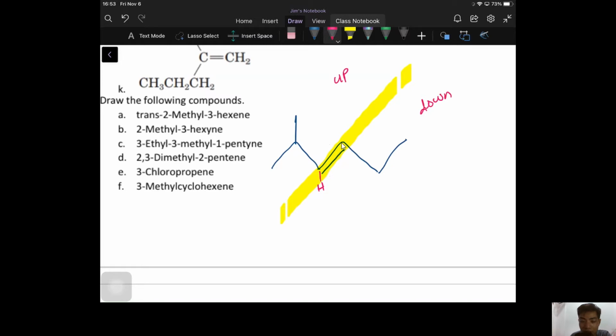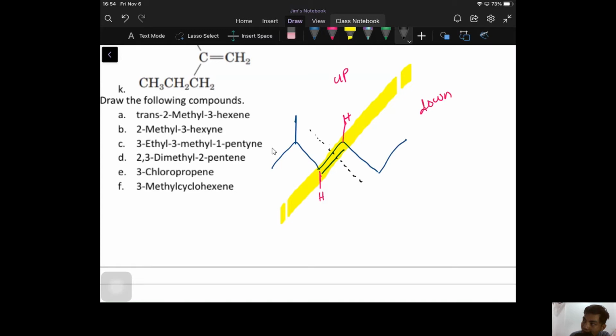Tingin tayo sa carbon na to. Ilang bonds na meron? 1, 2, 3. Ilan pa kaya? Isa pa. So, ibig sabihin yung isang yon na kay hydrogen din yon. Okay? So, ngayon, tignan natin yung ating priority groups. Okay? So, tingin tayo dito sa left side ng line na to. Gagawa ulit tayo ng imaginary line. Gawa ulit tayo ng boundary.